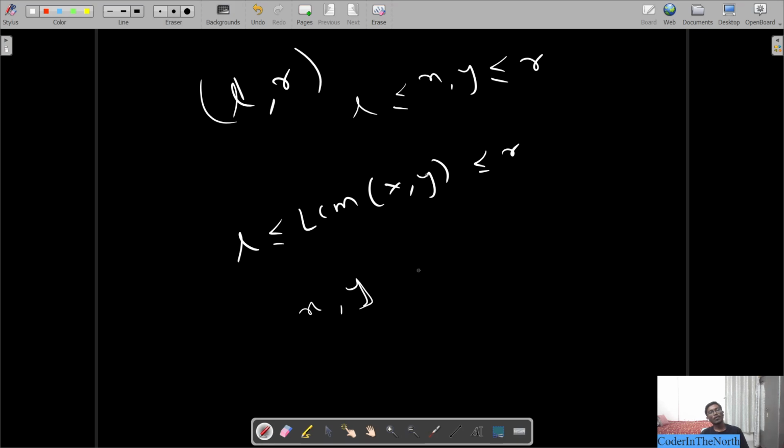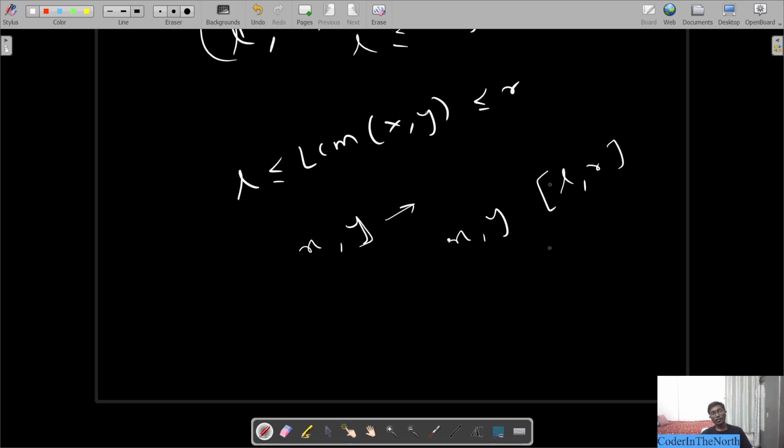So what will be the best case, that will not exceed y, like how should I put this. I'm considering that x and y are in the range of L comma R, inclusive range. Now I want the LCM also to be in this range.